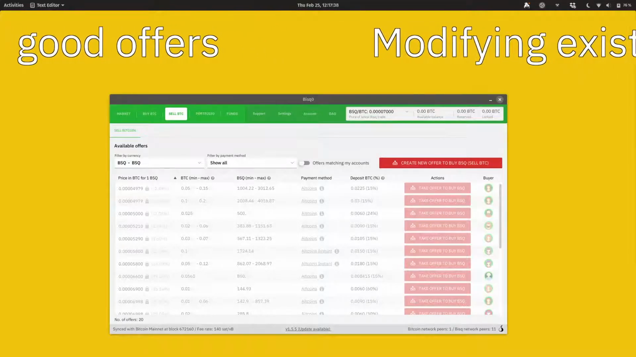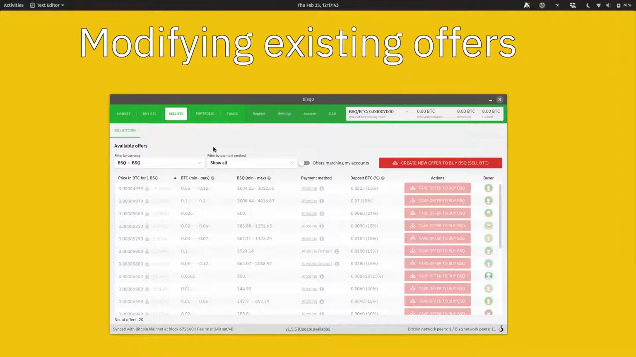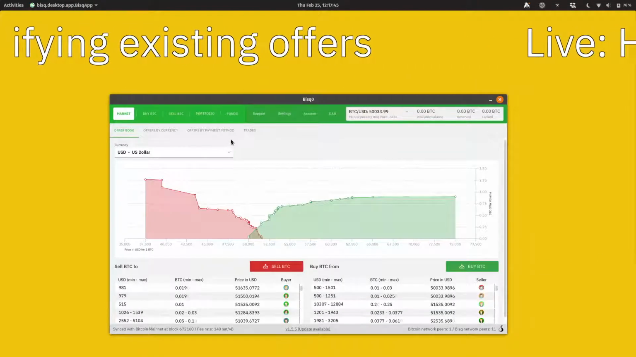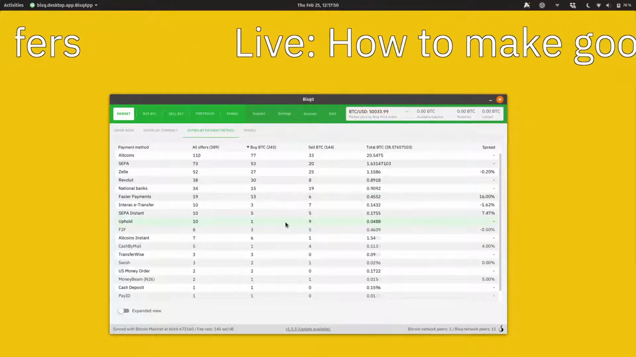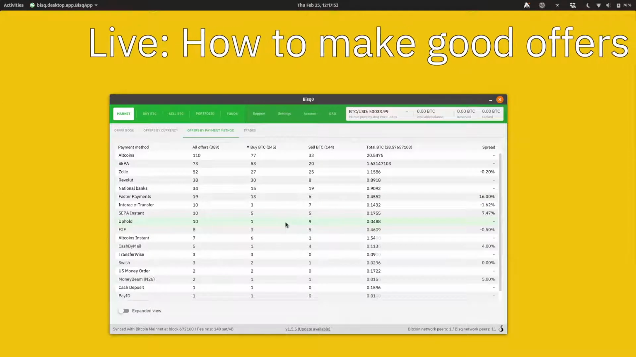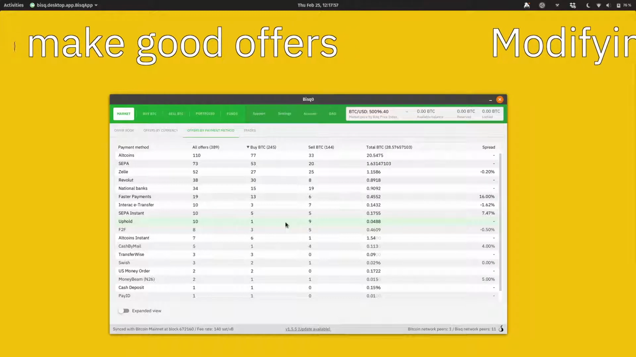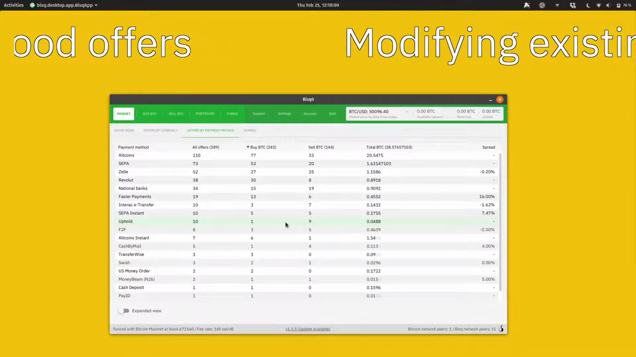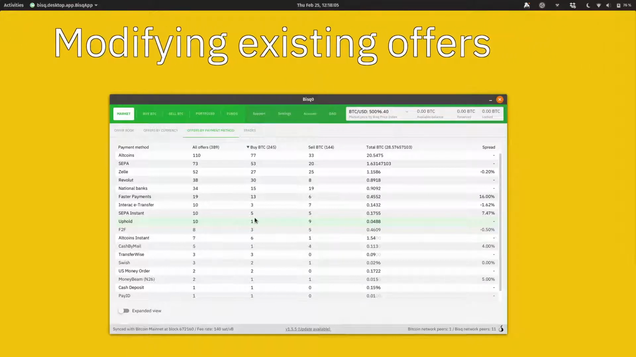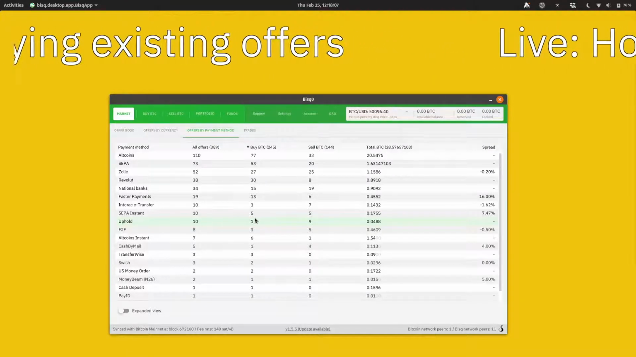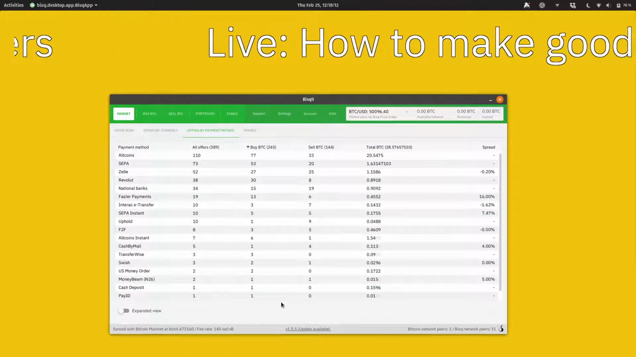There was one thing that was recently added to the market screen. There's an offers by payment method table. This didn't exist before. I think it was added in the past month or so, maybe 2 months, I don't know. But with this screen, you can see which payment methods are used most often. So if you're trying to pick a payment method to make an offer with that has the best odds of being taken, then this is a good resource to see, well, what does the market really want?